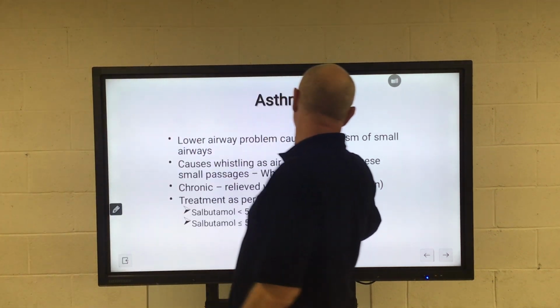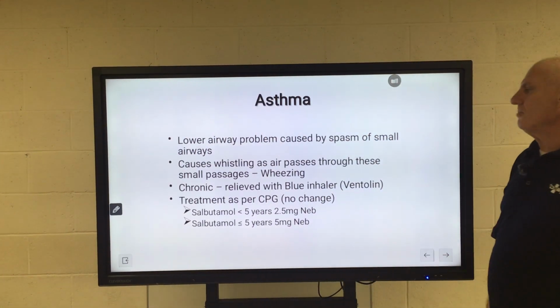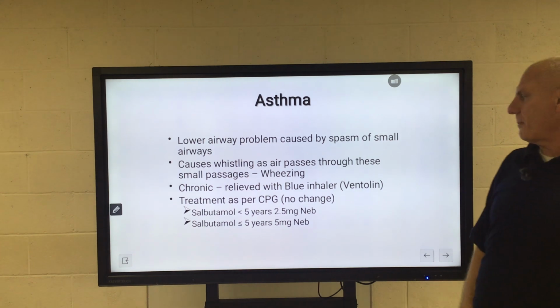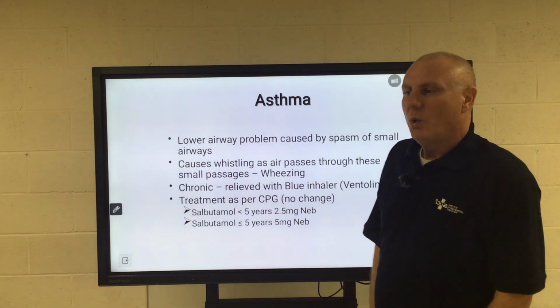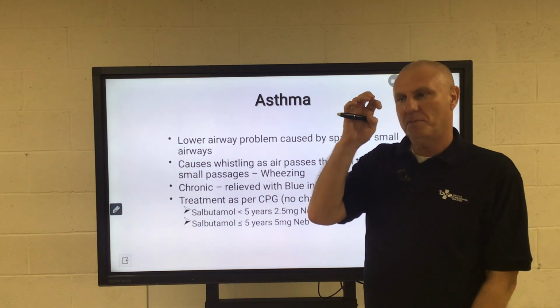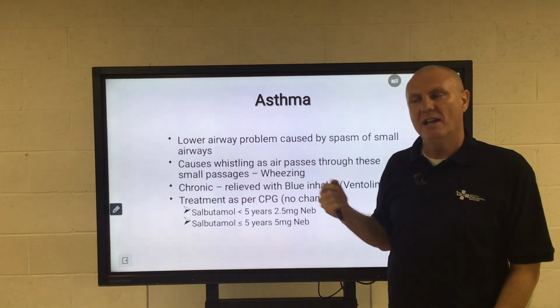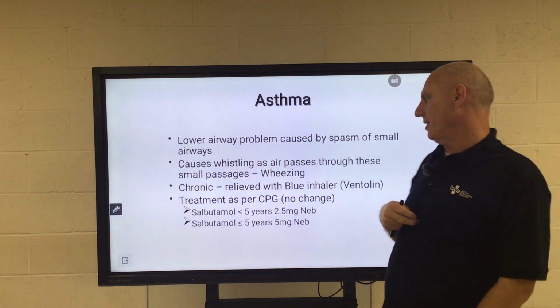Lower airway problems caused by asthma. Asthma is a spasm of the small airways. It causes a whistling as air passes through the small passages, almost like pursing your lips to whistle. When you get to a particular amplitude, you'll hear the whistle. And it's the very same with the small airways deep in the lungs.